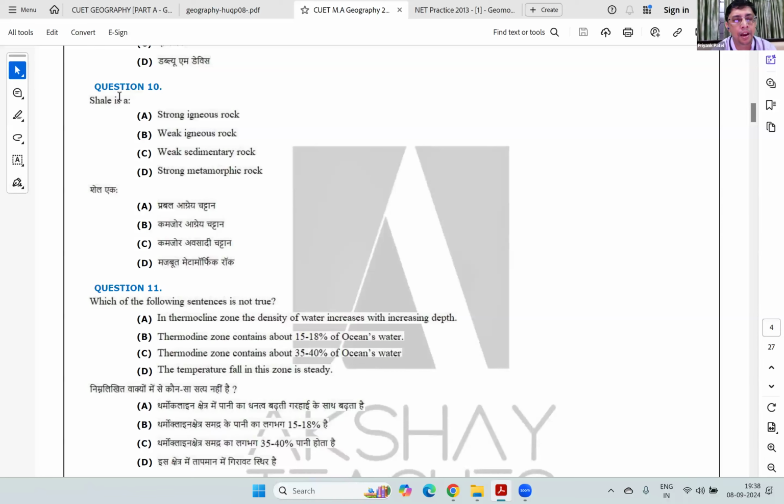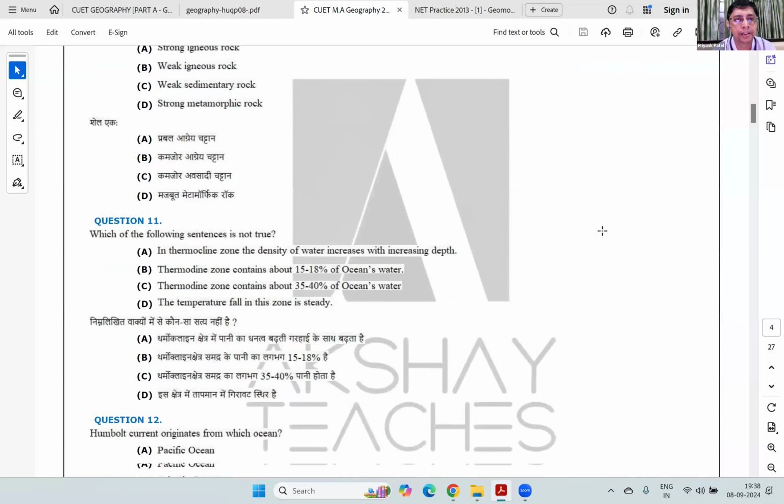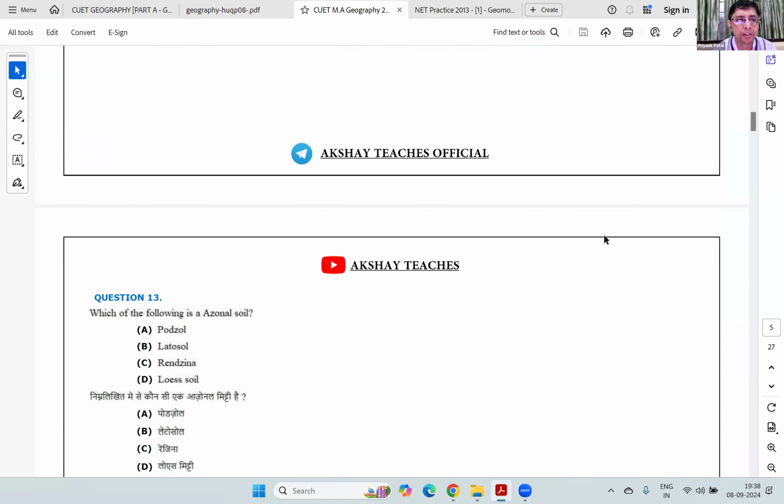Anyway, another geomorphology, geology question: shale is what type of rock? Shale is, of course, a sedimentary rock. So there is only one sedimentary option given over here. So C would be the right answer, right? Anyway, let's proceed further.